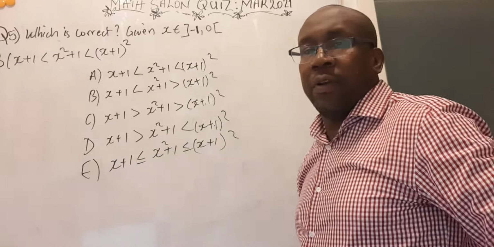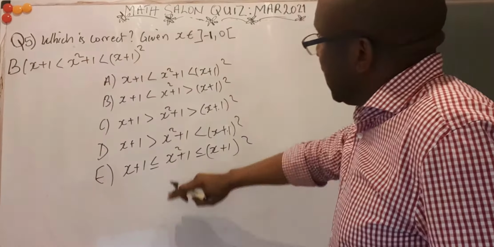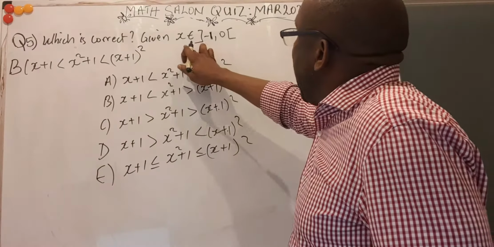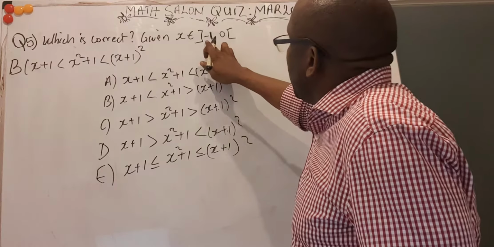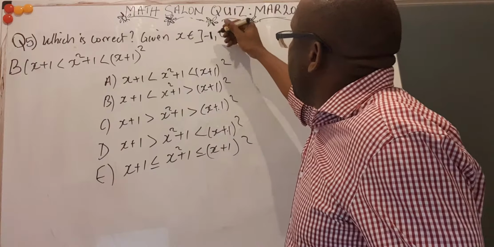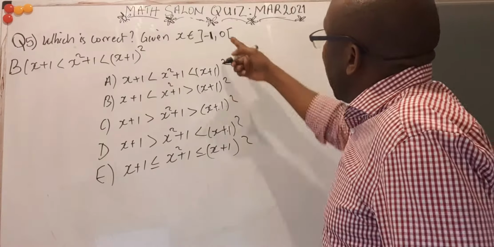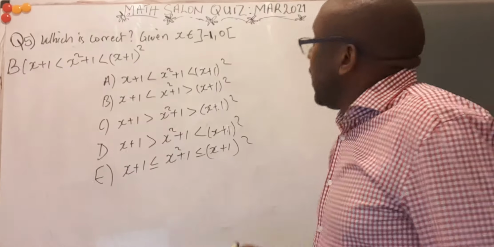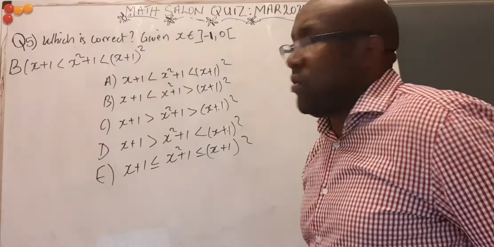Question number 5. For question number 5, you were asked to indicate which of these 5 answers was correct. Given that x is a number that lies in the interval from minus 1 to 0 exclusive. So these are open intervals. So minus 1 is not part of the interval, and 0 as well. So that actually means fraction numbers that lie from minus 1 and 0 exclusively.